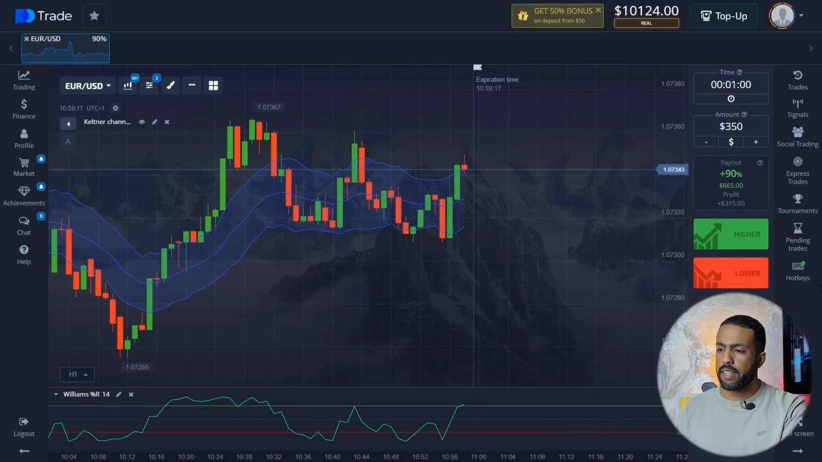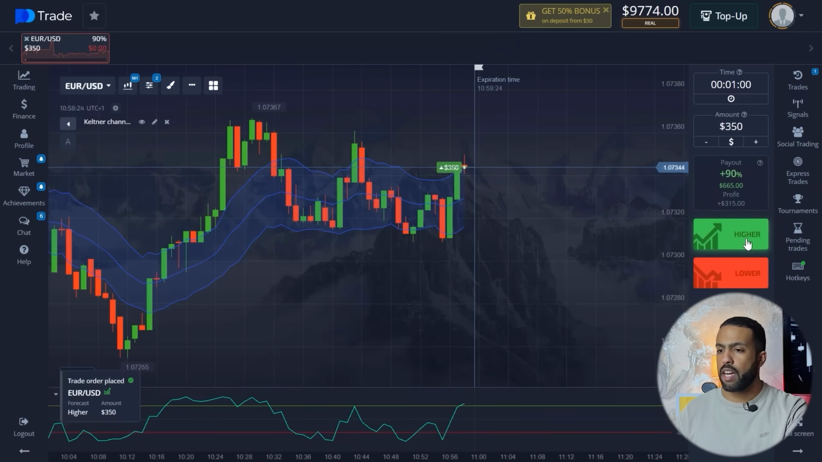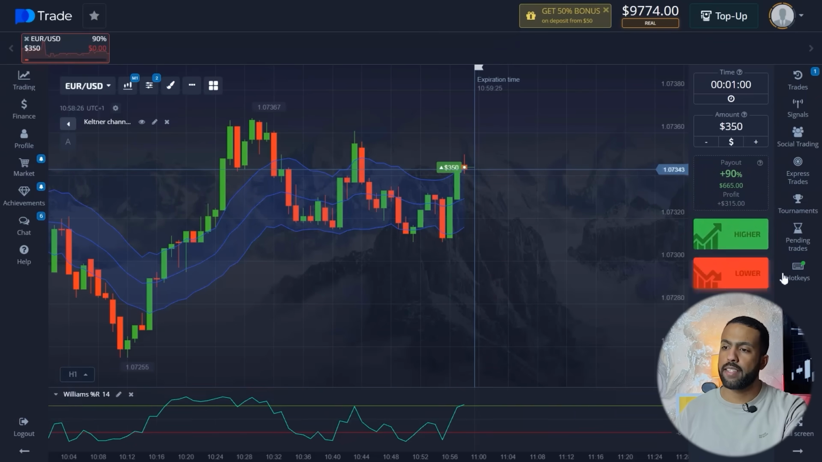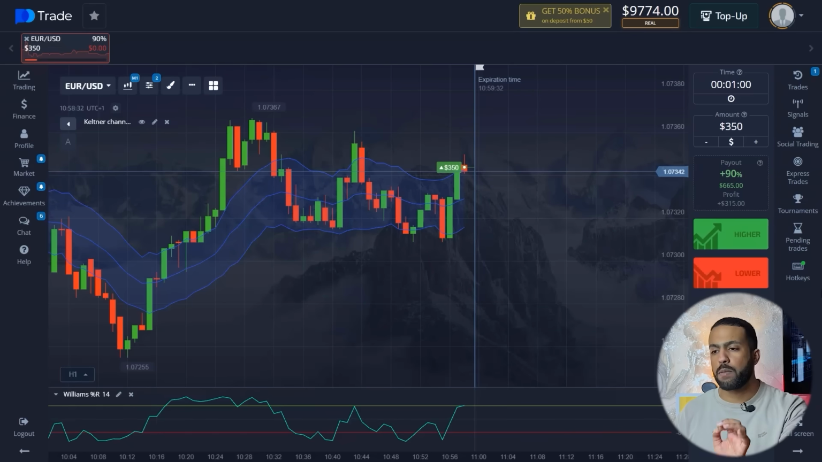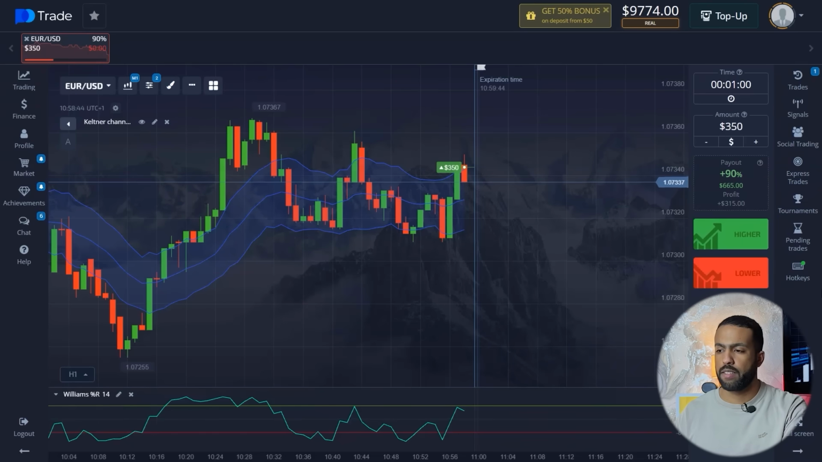Okay, and while we study the indicator together, let's not forget about trading. We see that the price continued to rise, and I'm going to make an up trade again for $350 for 1 minute. We are already familiar with this indicator, and we have learned that when one of the boundaries is broken through, a trend is very likely to develop in the direction of the breakdown. We just had a breakdown of the upper boundary of the Keltner channel, which gave me a signal about a possible uptrend. So let's see how my trade is going to close.